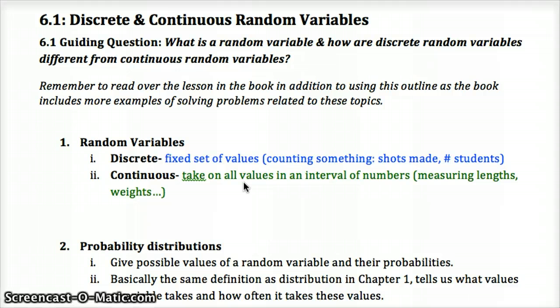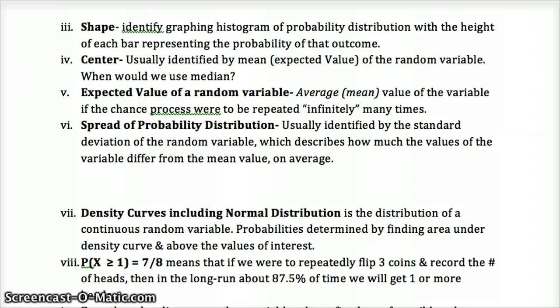It's a similar definition to Chapter 1 for distribution, but here we're looking at a value and how likely it is to take on that value. And we can estimate that by doing a large number of trials and seeing what proportion of the time that value comes up. So some of this is a little bit of review here. Shape, center, expected value, and spread.